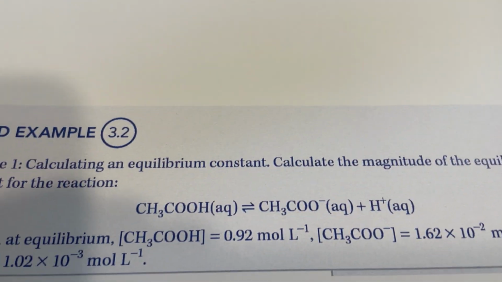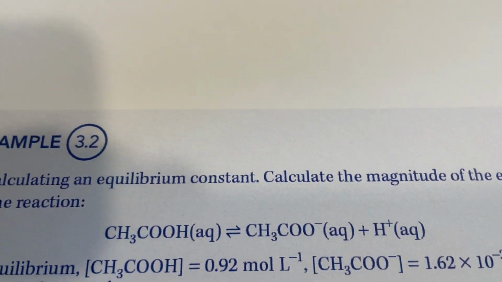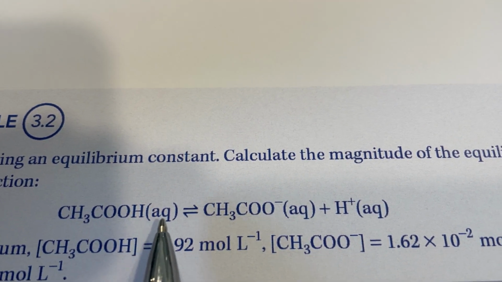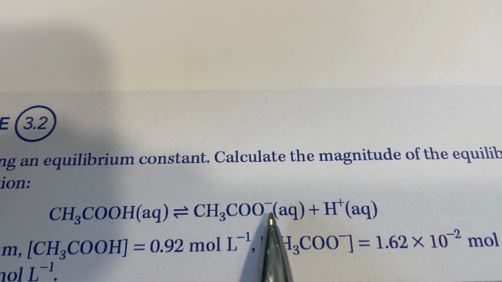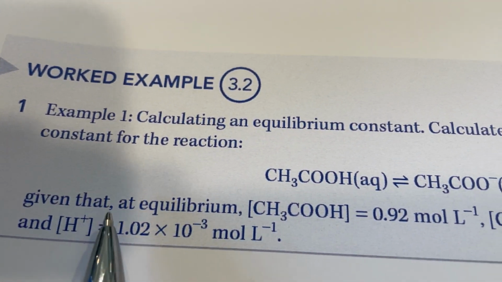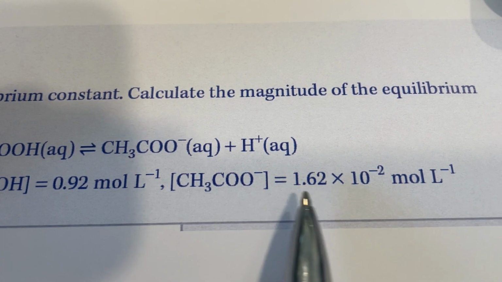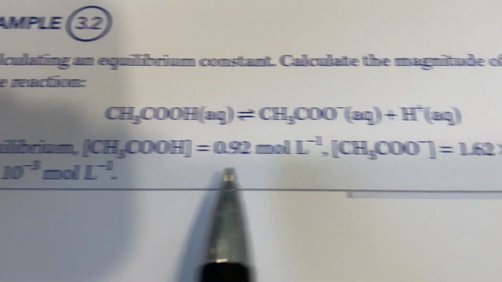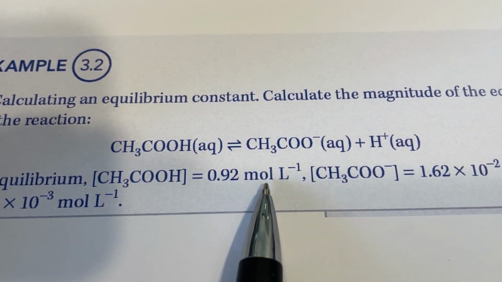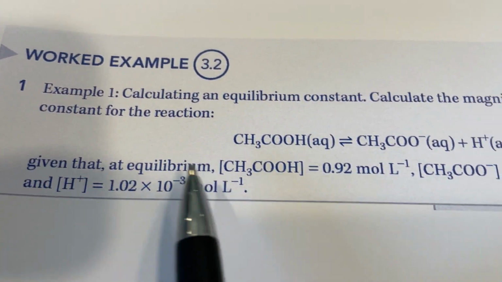All right, let's have a look at how we calculate the equilibrium constant from a given question. Firstly, here is a chemical equilibrium system that I'm checking for its states. I have aqueous, aqueous, and aqueous, so all three species need to go into the K expression. I'm then told that at equilibrium, I have the following concentrations: 0.92 molar, 1.62 times 10 to the minus 2 molar, and I've got 1.02 times 10 to the minus 3 moles per litre. So I'm checking they're all given as moles per litre, which they must be, and all three of them have concentrations that I can put into the K expression.